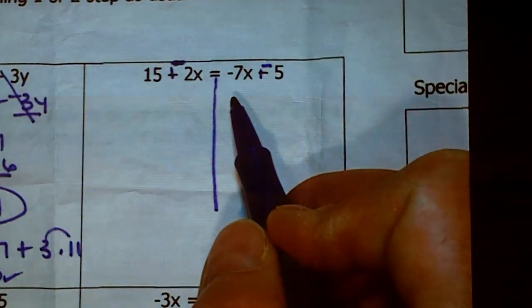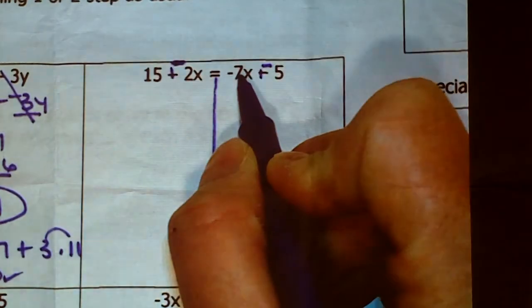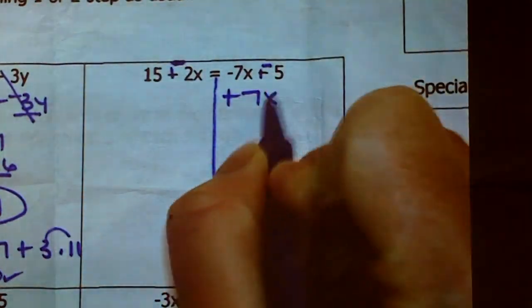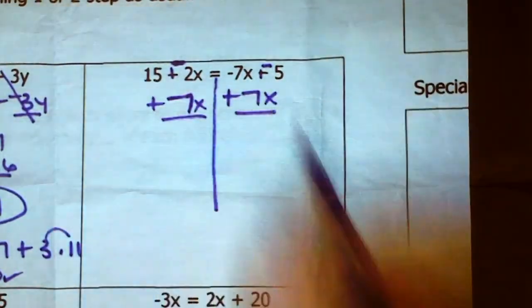I'm going to choose to add 7x because that will give me a positive coefficient. So to cancel out this negative 7x, because I don't want variables on both sides of the equal sign, I'm going to add a positive 7x. Oops, I'm going to do this to both sides.